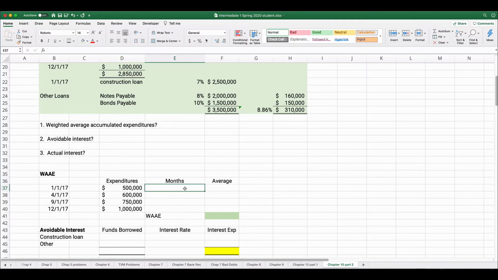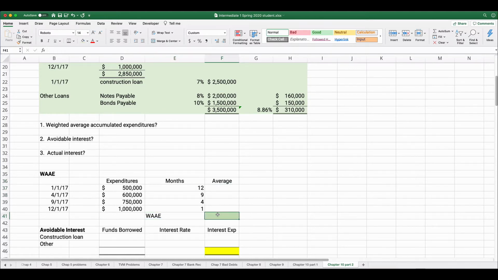How many months do we have for the entire year? January all the way through the end of the year is 12 months. If we're missing the first 3 months, April 1st all the way through the end of the year is 9 months. September 1st is September, October, November, December, that's 4 months. And then December 1st, we only have 1 month. Now, if this were December 31st, we'd have 0 months and the average would be 0. So this is the weighted average column.